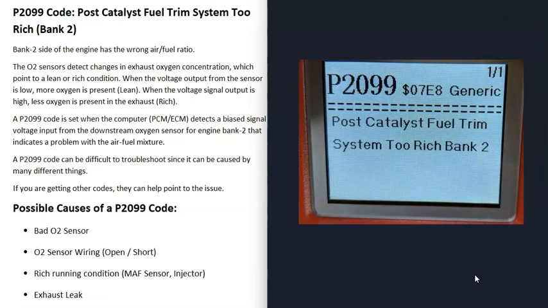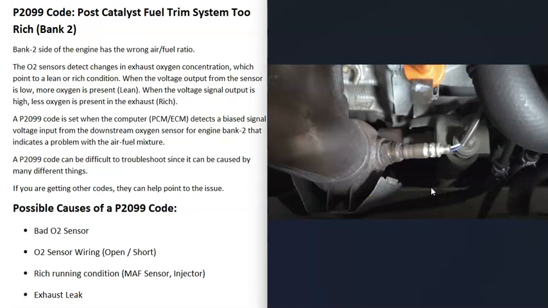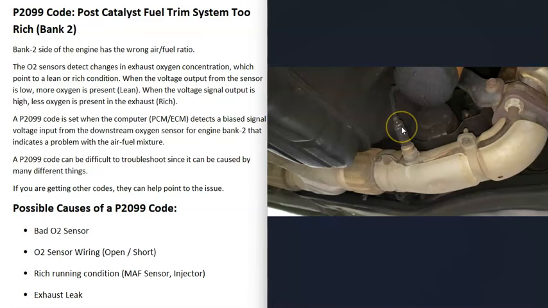And so what would be some possible causes of a P2099 code? Well, the first thing that could cause this is a bad O2 sensor. So if one of those sensors goes bad, it might just be reporting bad information back to the computer. So the computer just thinks there's a problem when there isn't. This also is going to include the wiring going to the O2 sensors. If there's anything wrong inside the wiring, then that's going to cause the same symptoms as a bad sensor. So be sure to keep that in mind.